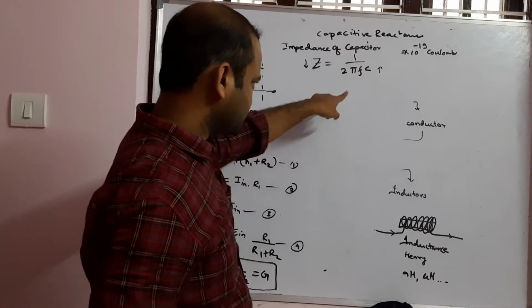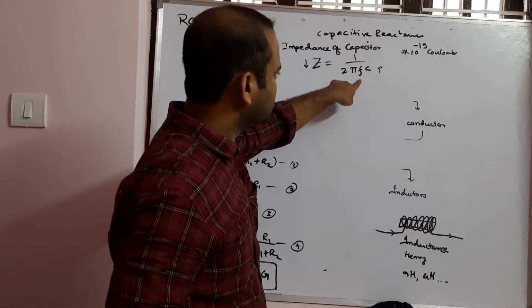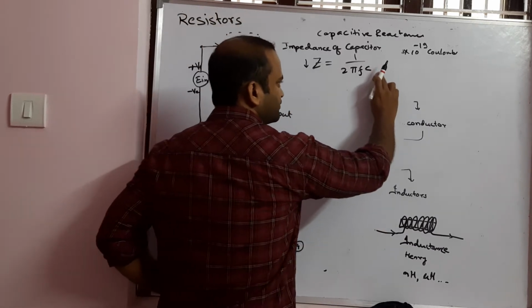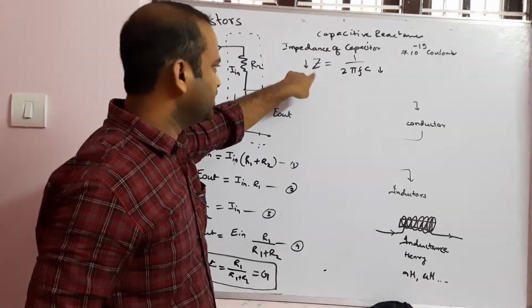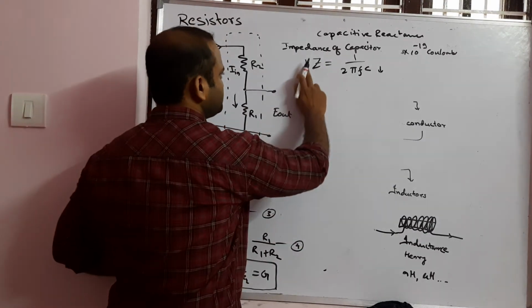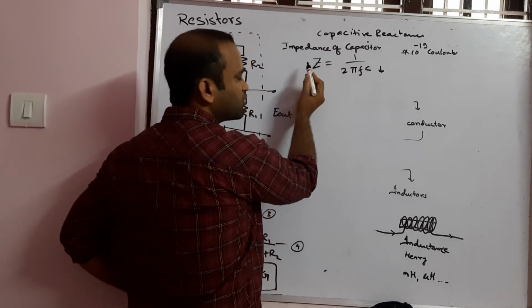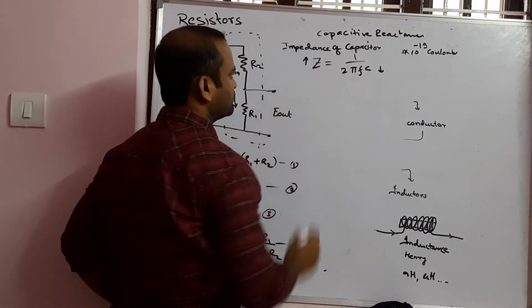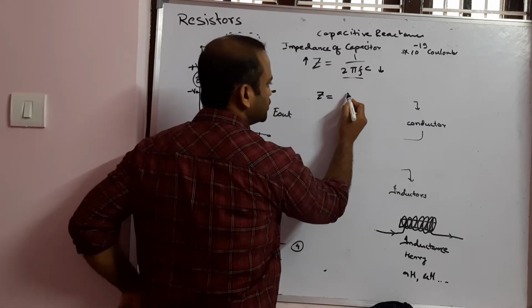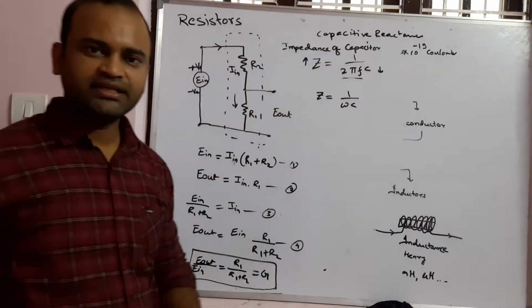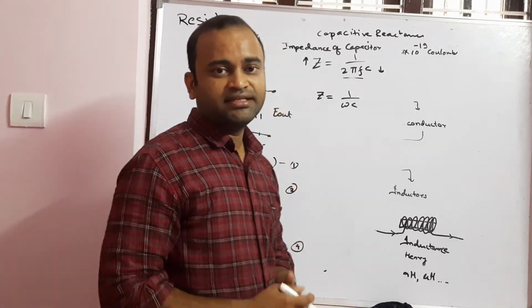For example, if the frequency is reducing, then the value of the impedance is increasing, as it is inversely proportional, as it is on the denominator side. So when the frequency of the input signal is reduced, the value of the impedance is increased. And this 2 pi F is also known as omega, and this can be rewritten as Z is equal to 1 by omega C.